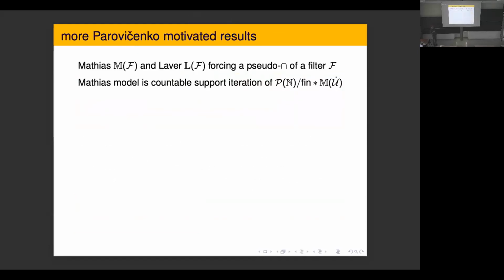And then let's move on to more recent results, which a lot of these have been mentioned, the Mathias forcing. I don't know, Mathias or I think Booth also can take credit for this forcing where you have a filter and you add a pseudo-intersection to the filter. So that would be the one where you have a finite initial segment side condition and another side condition a member of the filter.